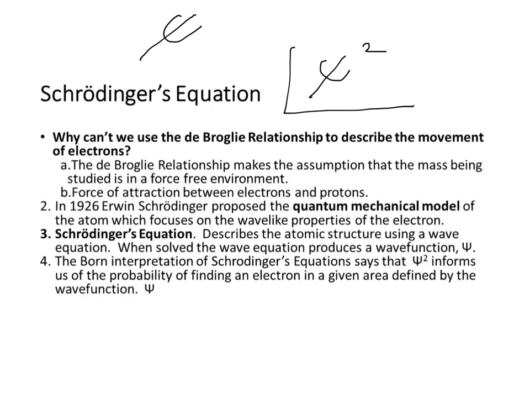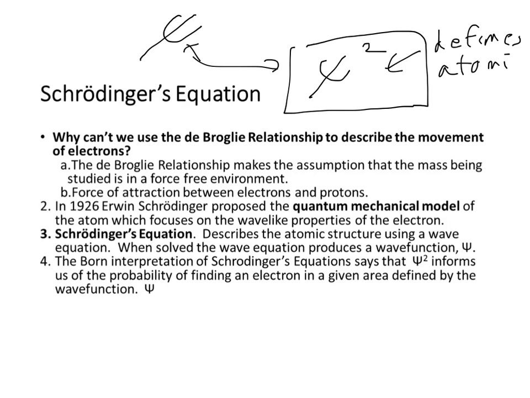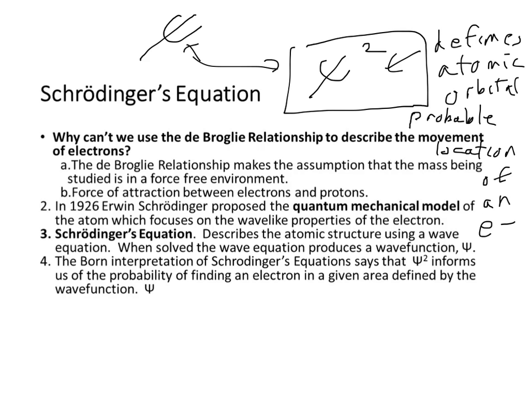When the wave function is squared, the square of that wave function defines your atomic orbital, or defines the probable location of an electron.